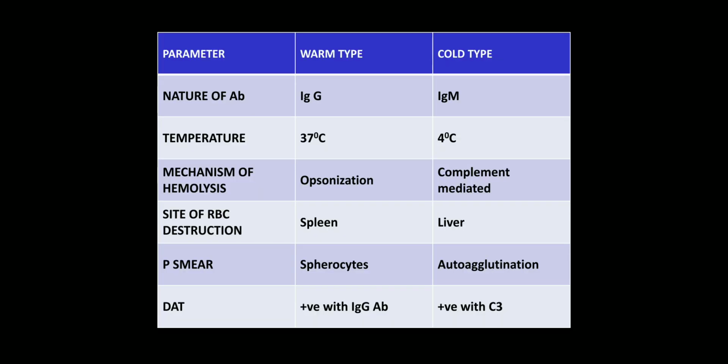Now there's a comparison between the warm and cold antibody type. This is important. This now you can write on your own. What is the nature of antibody? In warm it is IgG, cold it is IgM. Temperature, I told you, it is 37 and 4 in cold. Hemolysis, warm type, it is opsonization.